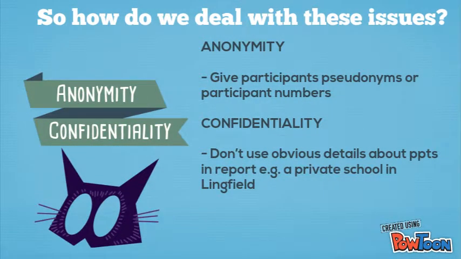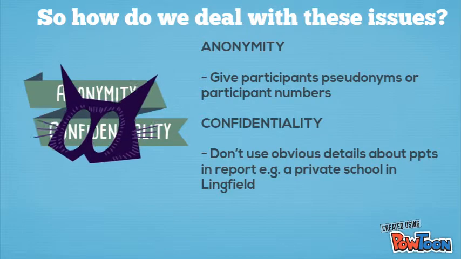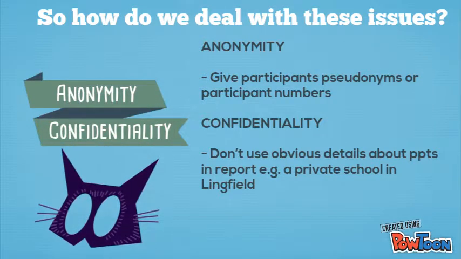For anonymity and confidentiality, you need to give participants pseudonyms, which is a fake name, or participant numbers, which is easier, in order to keep their details anonymous. And for confidentiality, not use obvious details about participants. So for example, if you were writing a report about Lingfield College, you would make sure you didn't say Lingfield College, you would say a private school in Lingfield, which doesn't sound massively confidential, but that's the way to get around it.